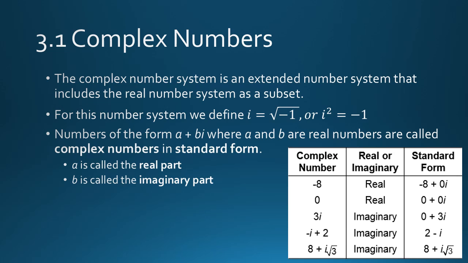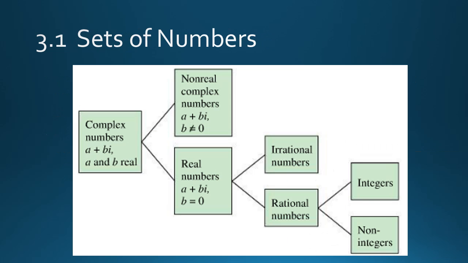3i is an imaginary number, but it can be written as a complex number as 0 plus 3i. -i plus 2 is automatically complex, it's imaginary. And in standard form, it's 2 minus i because the real part always comes first. And then 8 plus i square root of 3, again imaginary, it's already in standard form.